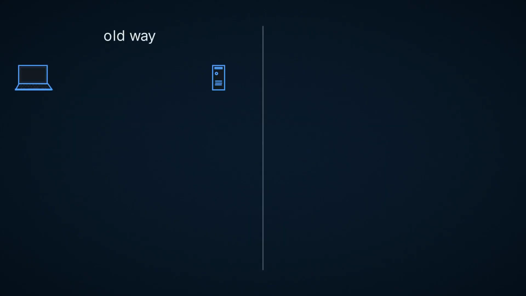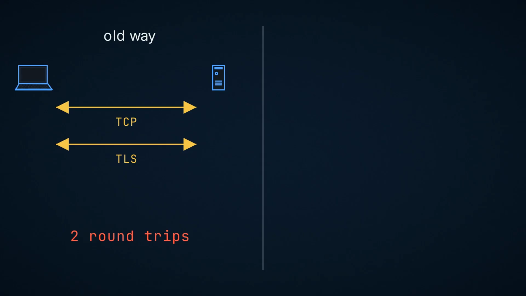We just did 2 handshakes back to back. TCP to make the connection reliable, then TLS to make it private. That is 2 full round trips, 2 there and back journeys across the planet before you have even asked for the page. The newest version of the web looked at that and said too slow.